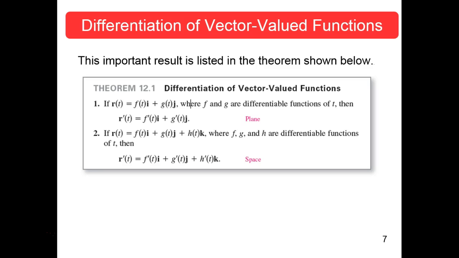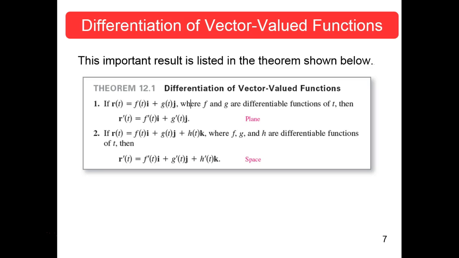This important result is listed in the theorem shown below. Differentiation of vector valued functions: r of t is f of t i plus g of t j. I don't know why sometimes there are these vertical lines in here. They don't mean anything, they're not in your book. I guess some graphic person put an extra key in. Where f and g are differentiable functions of t. If they're not differentiable, you can't do it. But then r prime of t is f prime of t i plus g prime of t j.